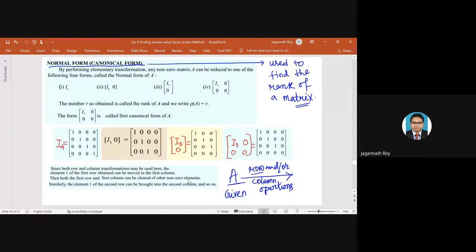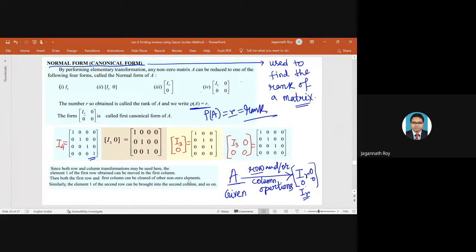So this will be formed as either one of them, I_R type with zeros, or it can be just I_R type. So whenever I_R, that means for a 4 by 4 matrix, the rank of a matrix is denoted by rho of A is R, that is rank. So these are the most popular forms of the canonical form, the normal form of a matrix.